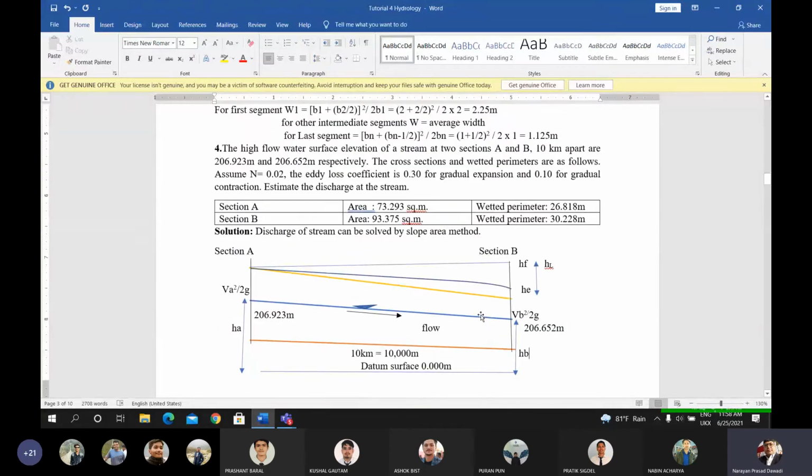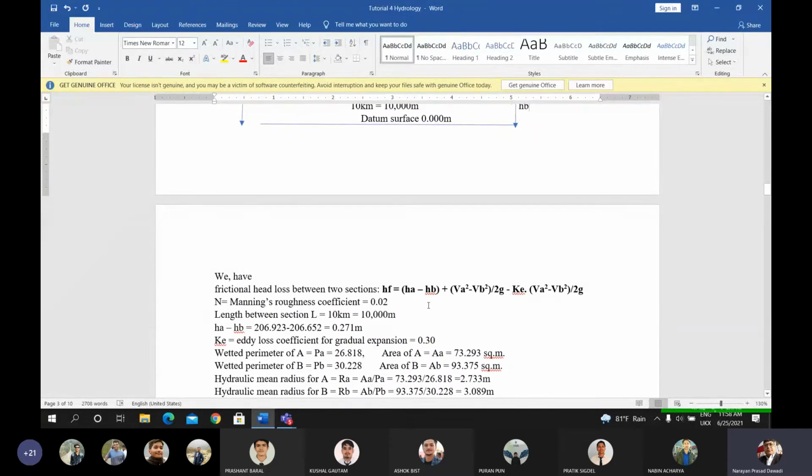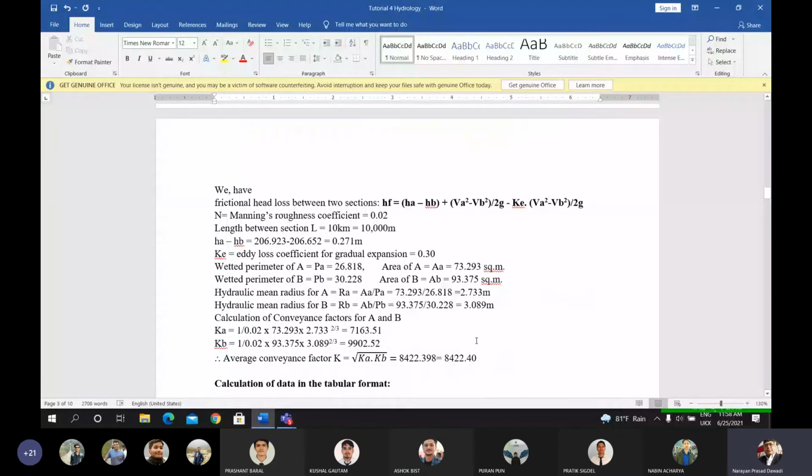The KE is given for the gradual expansion as 0.30 for this problem. Now, Manning's roughness coefficient is 0.02 and the length between the sections is 10 km, which is 10,000 meter. And the value of HA minus HB will be the elevation difference between the water surface of sections A and B, which gives the value of 0.271 meter. Okay, HA minus HB will be 0.271 meter. And KE, the eddy loss coefficient for gradual expansion, is 0.30 here.